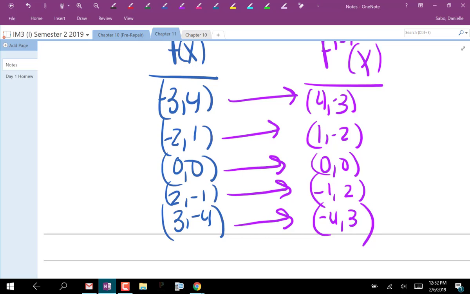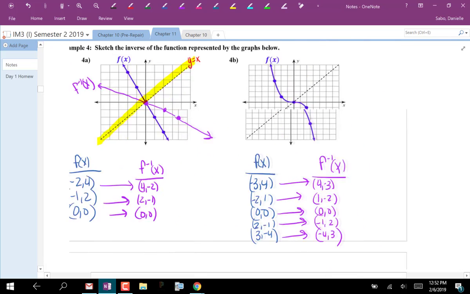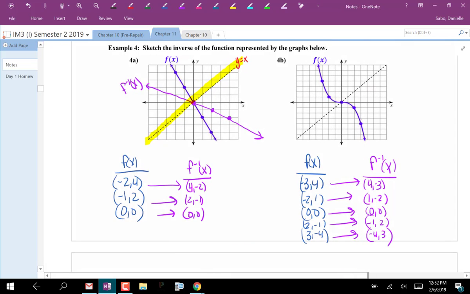And then if you got that right, awesome. Let's just go ahead and sketch it for ourselves. So I'm going to go ahead and graph it. I have to the right 1, 2, 3, 4, and I have down 1, 2, 3. I have to the right 1, down 1, 2. I have 0, 0. I have -1, up 1, 2. And I have -4, 1, 2, 3, 4, up 1, 2, 3.